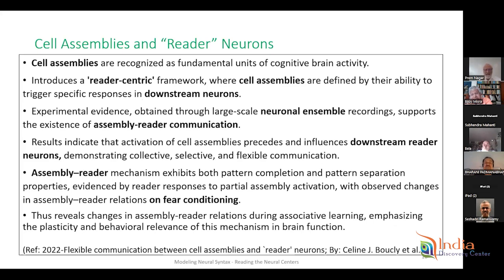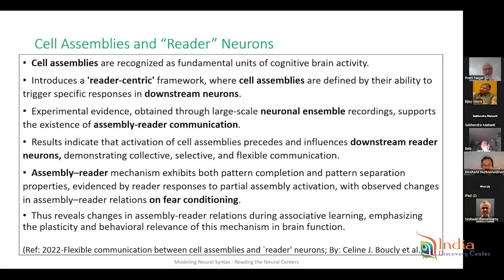Now, cell assemblies and the reader neuron as fundamental units of cognitive brain activity. They introduce a reader-centric framework where cell assemblies are defined by their ability to trigger specific responses in the downstream neurons. The downstream neurons have to assume the characteristic of the cell assemblies. Experimental evidence obtained through large-scale neural ensemble recording supports the existence of assembly-reader communication. Results indicate that activation of cell assemblies precedes and influences downstream reader neurons, demonstrating collective, selective, and flexible communication.